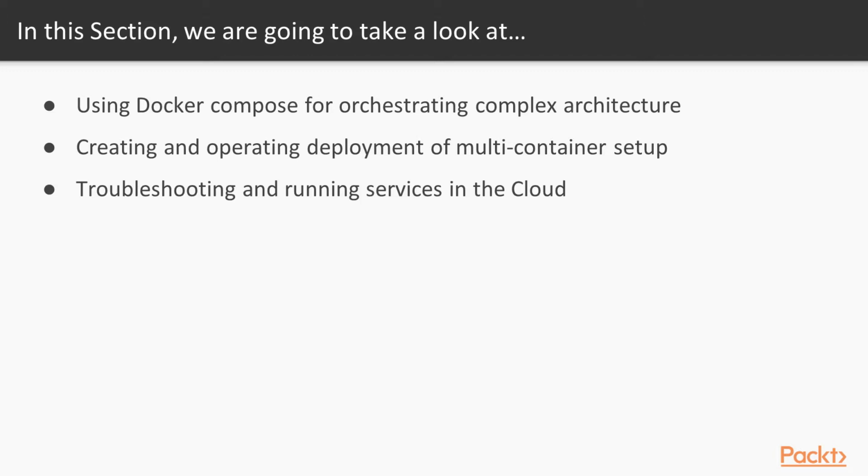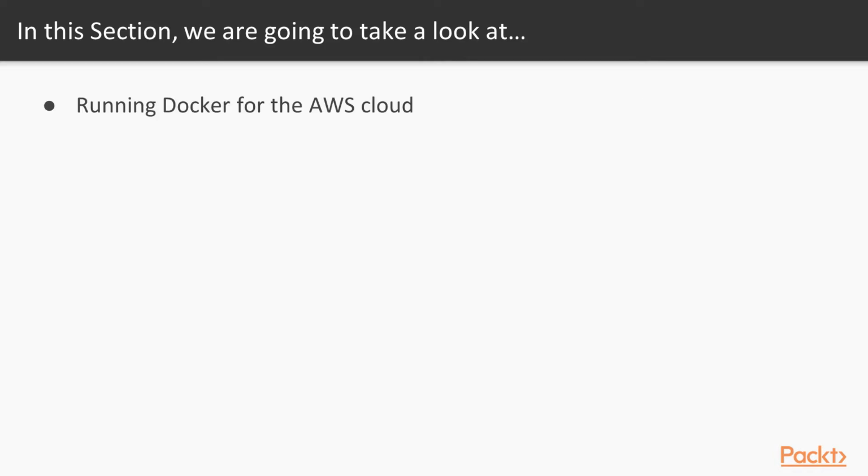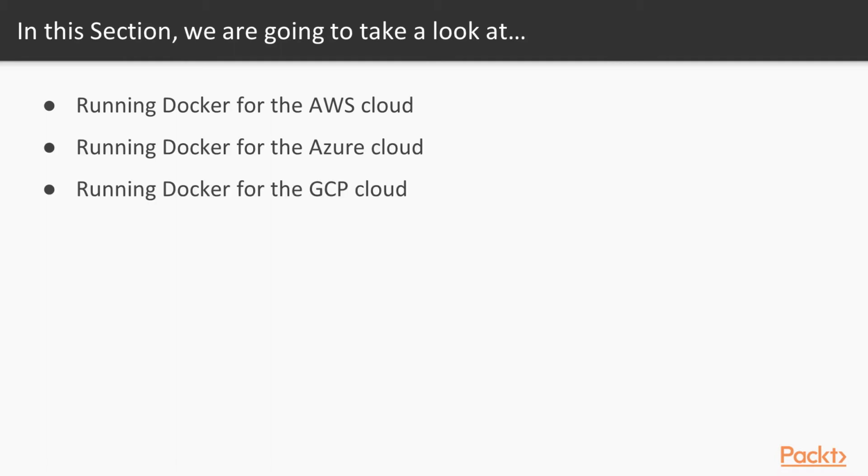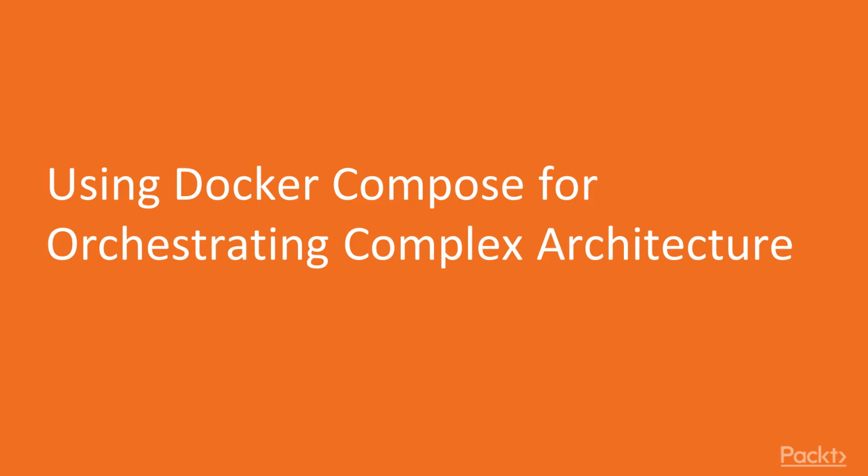Video number 3, we'll be troubleshooting running service in the cloud. Then we'll scale instances to react on incoming traffic. Then we'll have 3 videos. First will be about running Docker on AWS, then Azure and GCP. And this is the first video in which we'll be using Docker Compose for orchestrating complex architecture.